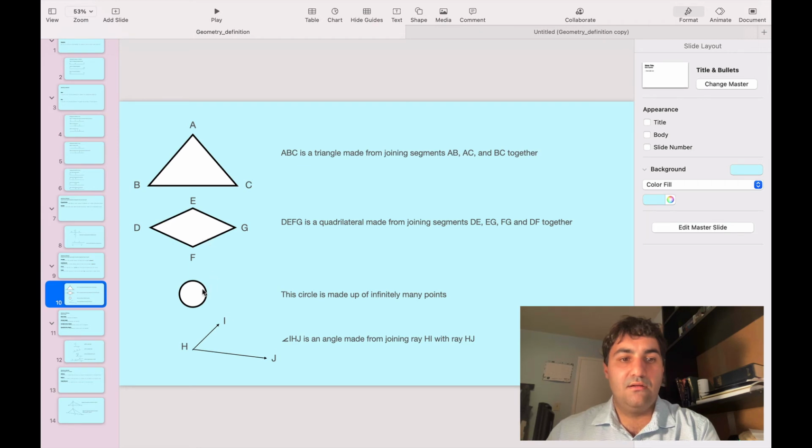Now we're going to move on to a circle. A circle doesn't have a straight line boundary like the triangle and the quadrilateral, but if we take a point that's the center of the circle, we can see all these different points on the circle are equidistant from the center. The last definition, HIJ: we have ray HI and ray HJ, and the angle is joining these two rays together, and the common vertex is H.